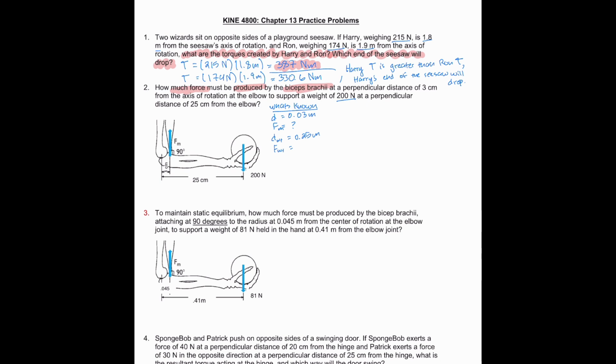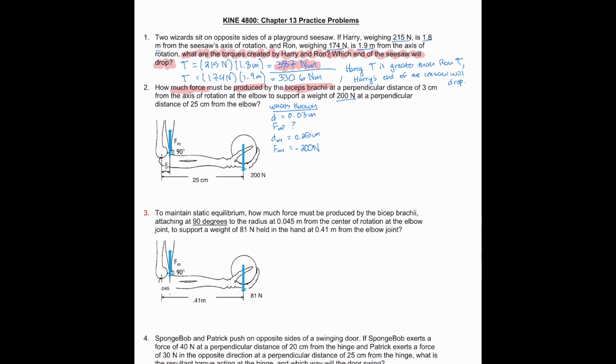Another important thing that we want to know: even though it doesn't state that it's negative 200 newtons, we can infer that it is negative 200 newtons. The reason is that we put a negative there just to imply that the force of the weight is acting downwards. And since we have that state of static equilibrium, trying to support the weight, that one is going to be negative. So we just want to keep that in mind here.